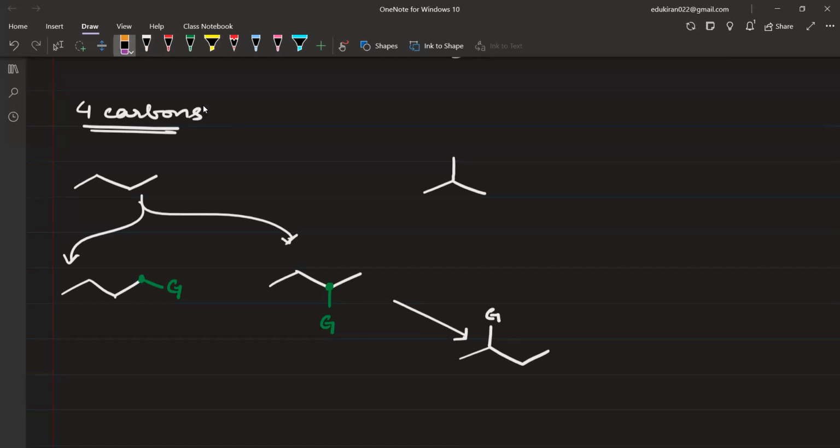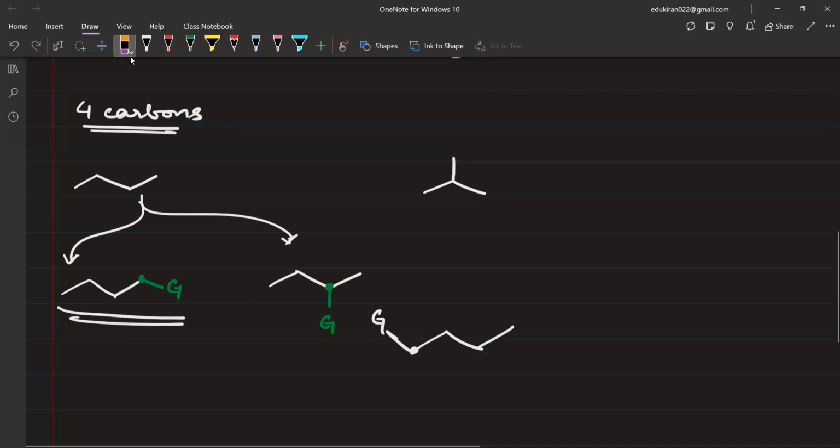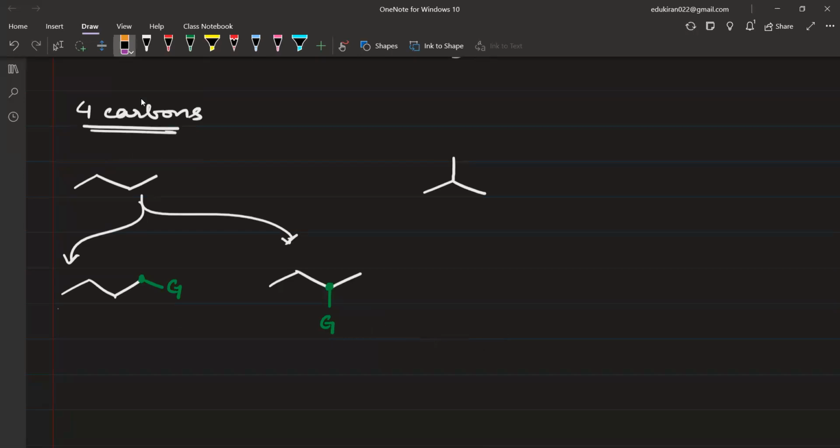Now, similarly, if someone is saying, sir, we can also write it this way, 1, 2, 3, and if I attach a group on this carbon, then it is a different attachment. No, I will say it is the same as the first one. I hope this is clear for all of you. We have exhausted all the possibilities for the first isomer of 4 carbon atoms.